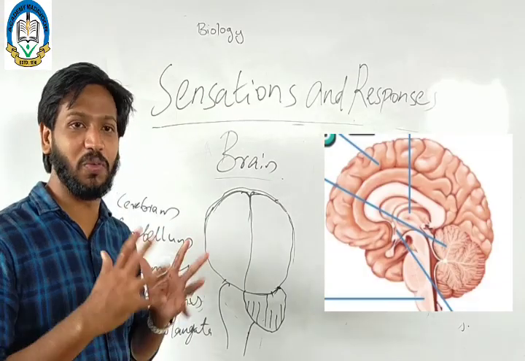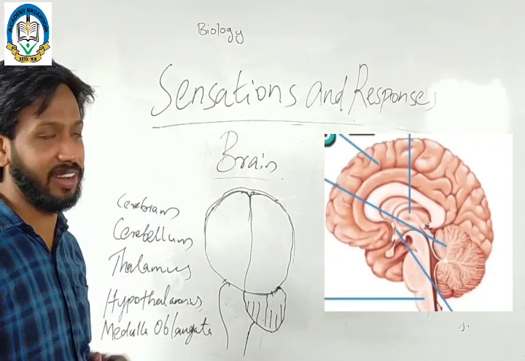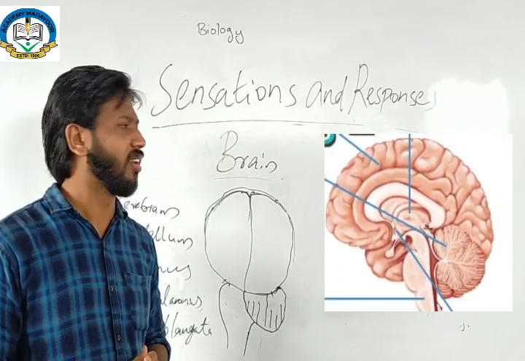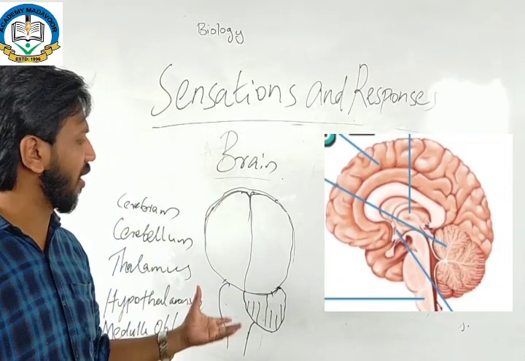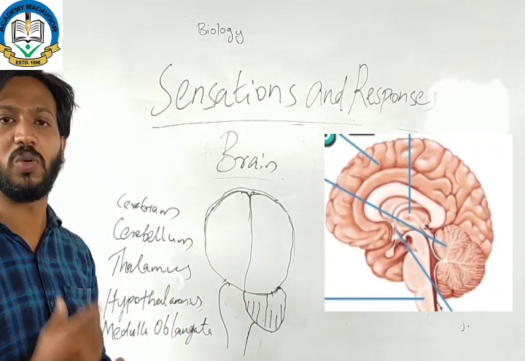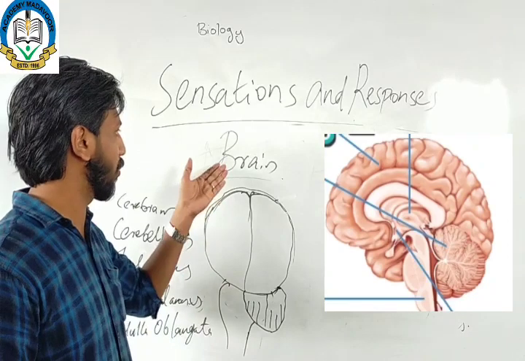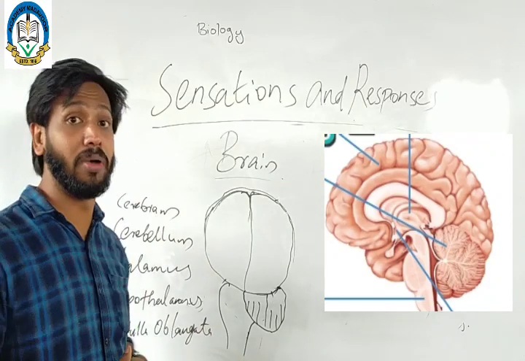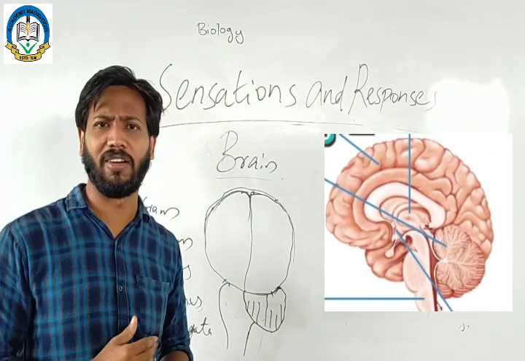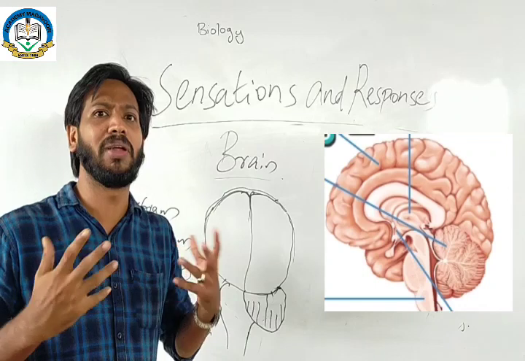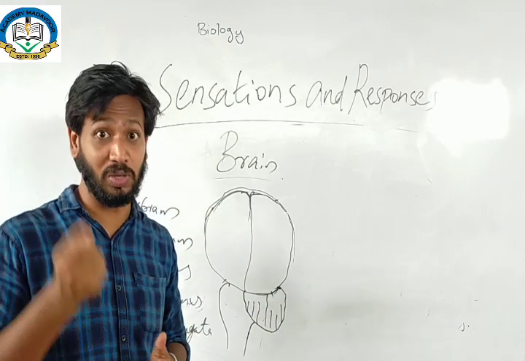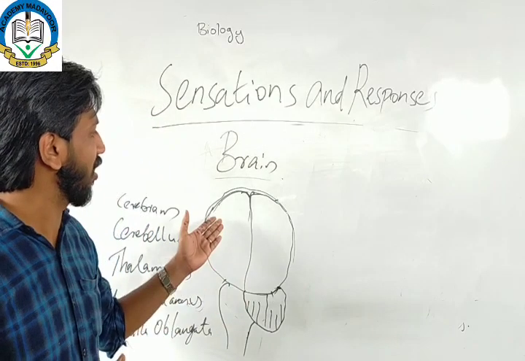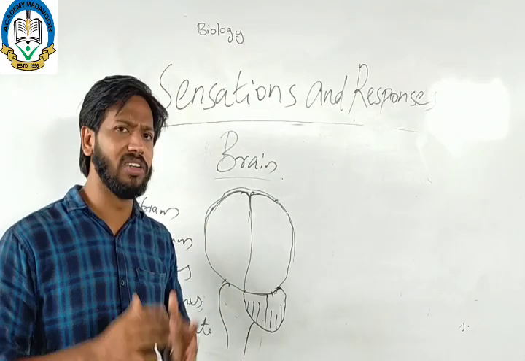Okay. Now we can study the brain. The structure of the brain is very important. In every question paper you can see one diagram of the brain and you have to label the parts. So what are the important parts of the brain? The brain is a supercomputer, you know. Human beings discover everything by using their brain.